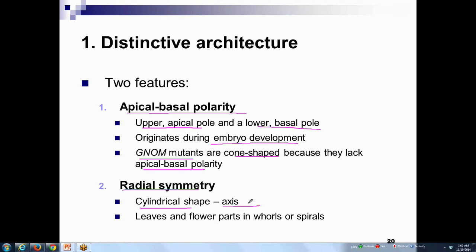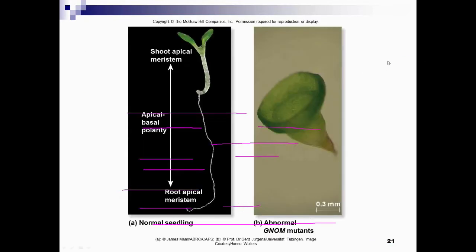You even see that with flowers. You also see that with fruits. There's generally a cylindrical shape, especially if you do a cross-section. Leaves and flower parts are typically also arranged in whorls or spirals. So your petals are arranged in spirals, which results in a cylindrical shape. So this is your distinctive architecture found all throughout the entire flowering plant world.